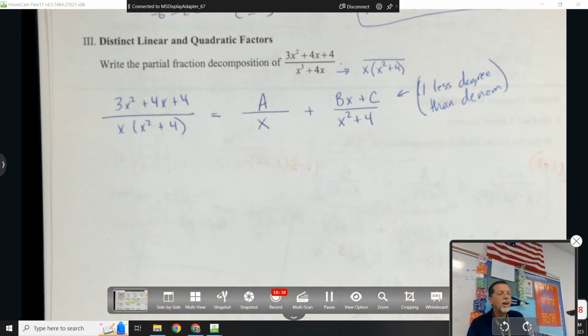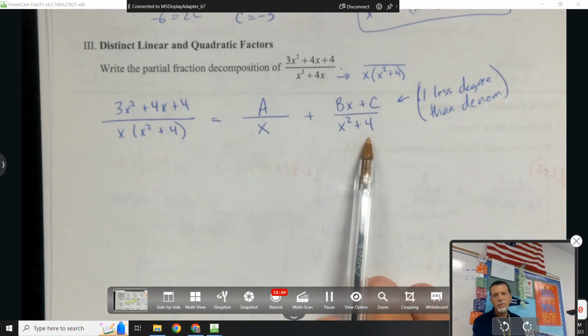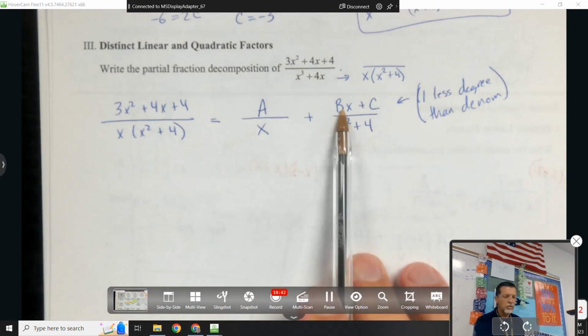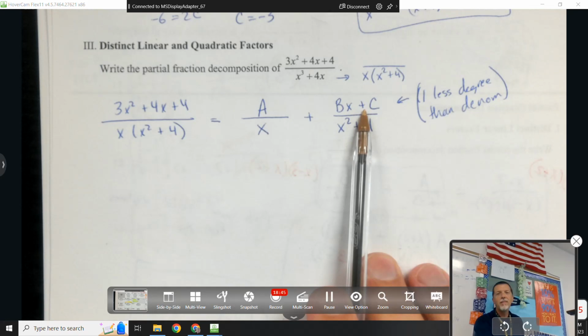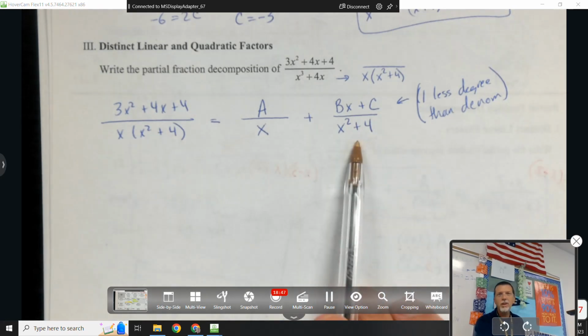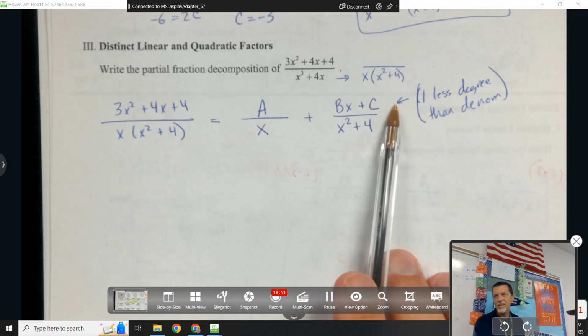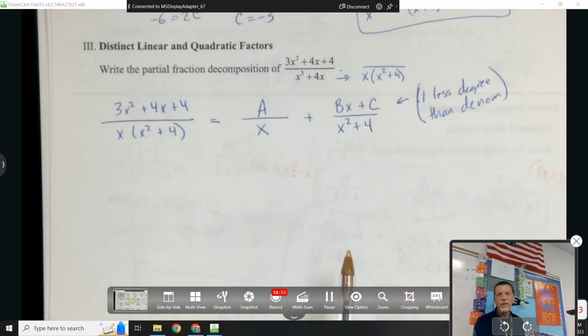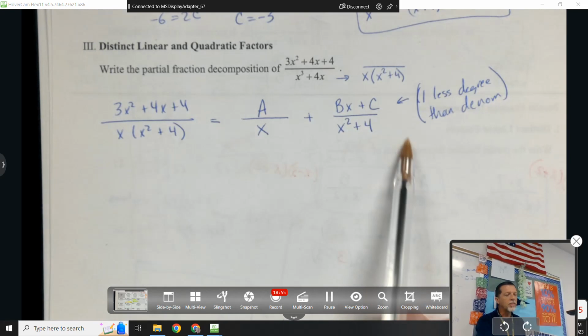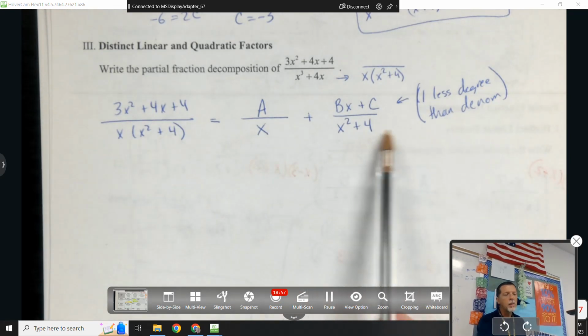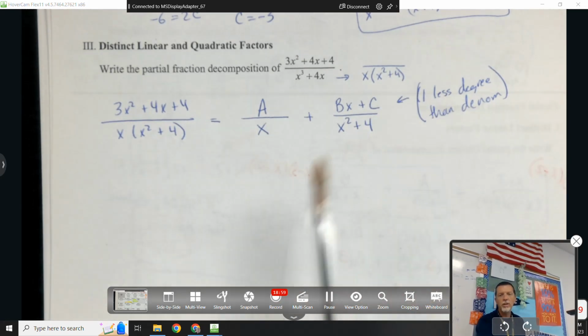Now, for us, the worst is going to be a quadratic in the bottom, so it'll just be bx plus c in the top. If things got really crazy and you had a cubic down there, you would need a bx squared plus cx plus d in the top, and you'd have a really ugly thing to deal with. For us, it's not going to get any worse than that, but there's the reasoning. Always 1 less degree in the top.